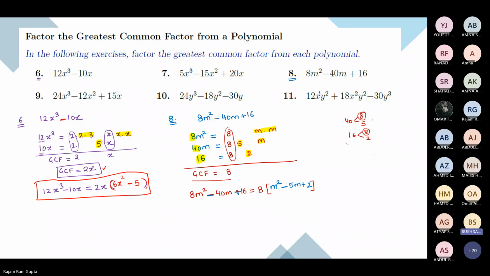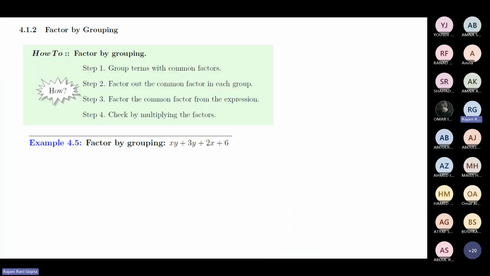Okay. So what you can do is you can always check whether you did it correct or not. Because if you multiply 8 with 8m square minus 5m plus 2, like the distributive property, you should get the same question. So you will get 8m square minus 5 times 8, 40m plus 8 times 2, 16. That's the same. So it means this is your correct answer. Okay. Now, moving to the next.